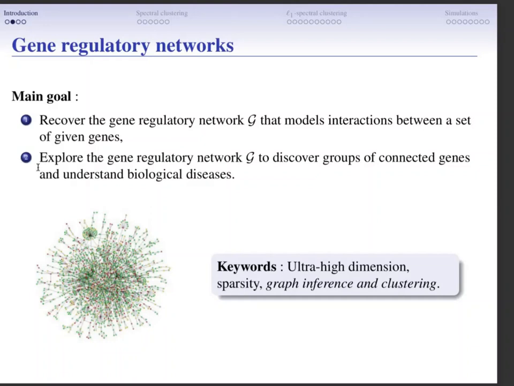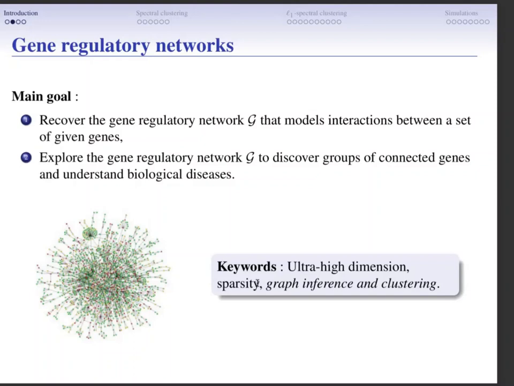The second main goal is how you can explore the gene regulating network to discover, for example, groups of connected genes and understand biological diseases. The associated keywords are, first, high dimension. Of course, when you work with biological data, you have around 1,000 genes, and depending on the disease, around 100 samples. So you have to develop methods which can work with this kind of high dimensional data.